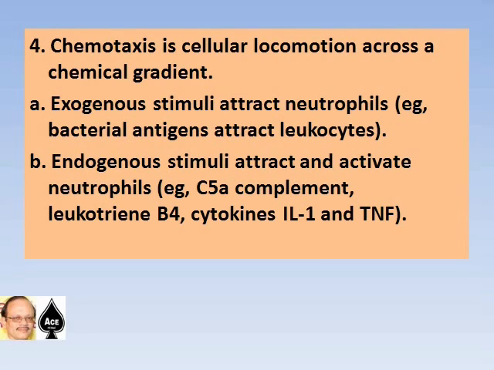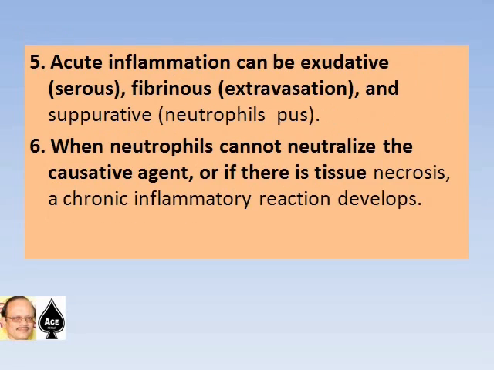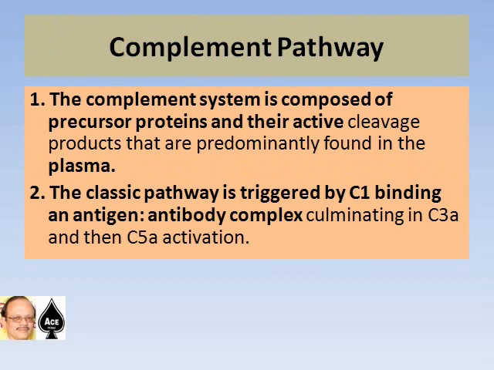Chemotaxis is cellular locomotion along a chemical gradient. Exogenous stimuli attract neutrophils, like bacterial antigens attract leukocytes. Endogenous stimuli attract and activate neutrophils, like C5a complement, leukotriene B4, and cytokines IL-1 and TNF. Acute inflammation can be oxidative, causing serous, or fibrinous, causing extravasation, and suppurative, which is neutrophil pus. When neutrophils cannot neutralize the causative agent, or if there is tissue necrosis, a chronic inflammatory reaction develops.